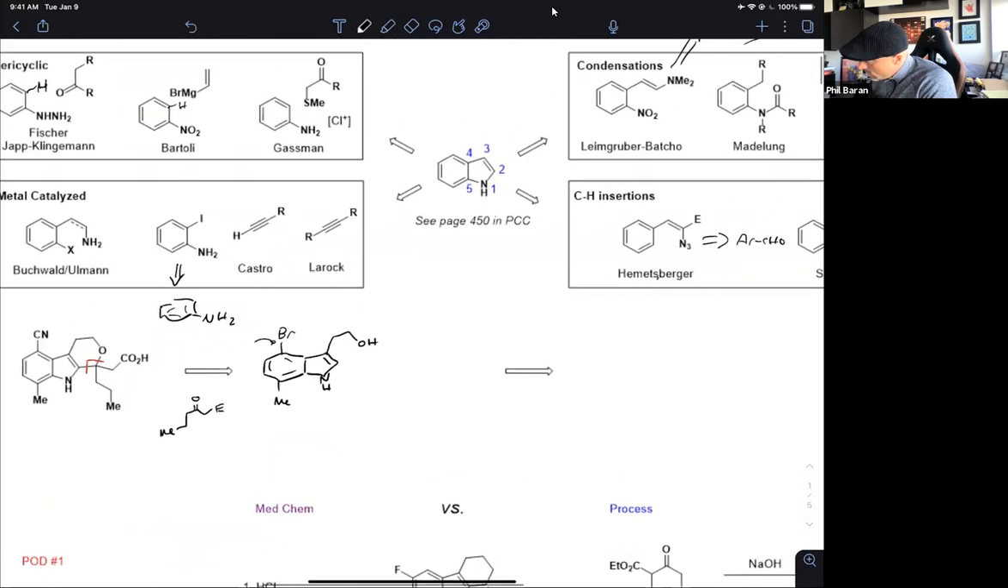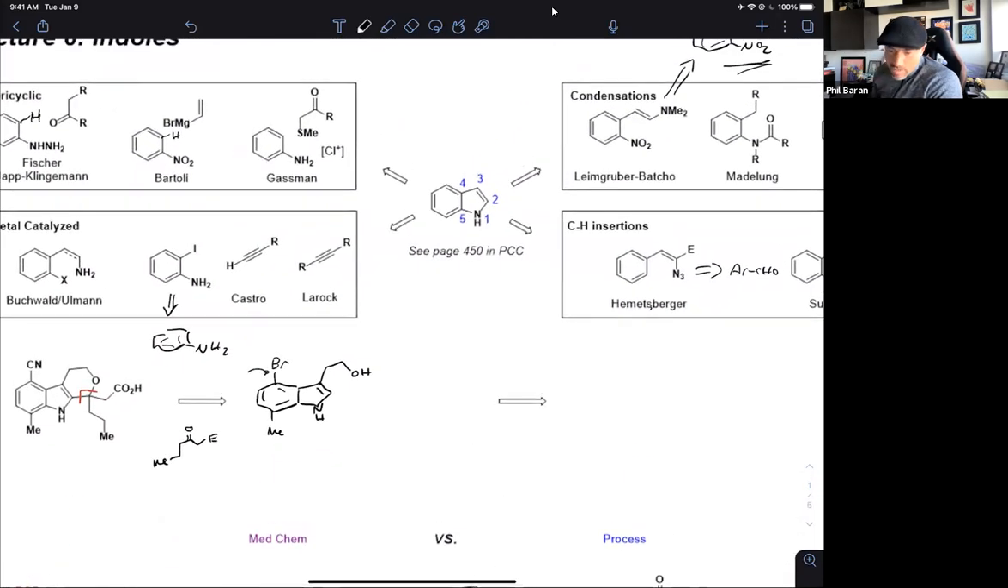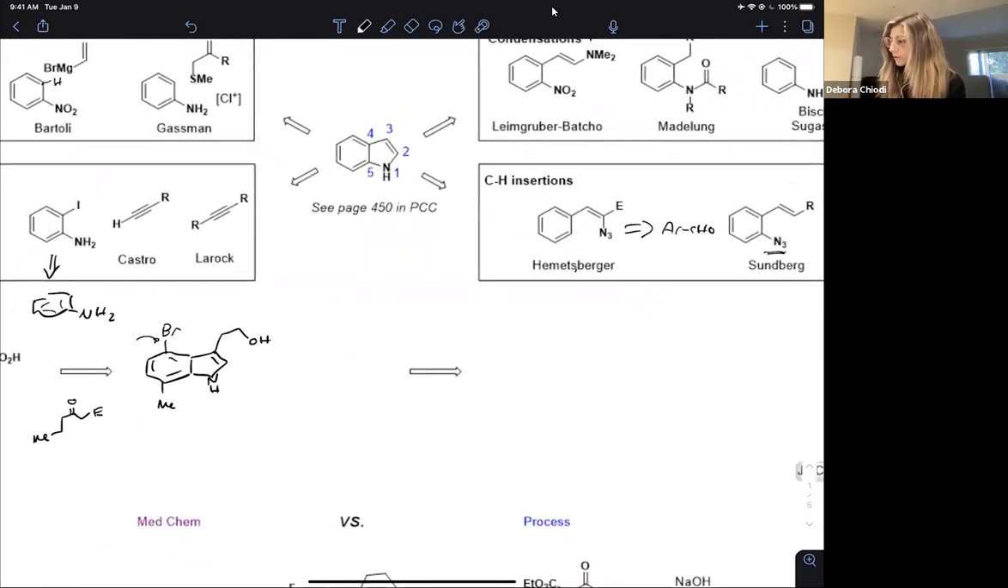And we have a whole menu of options above. So would someone like to offer a suggestion for a good reaction for doing this? Perhaps Debbie can help us out with that. Yeah, I mean, we can even use a Fischer indole. If you protect the alcohol and you disconnect the indole ring, you can use Fischer, I guess.